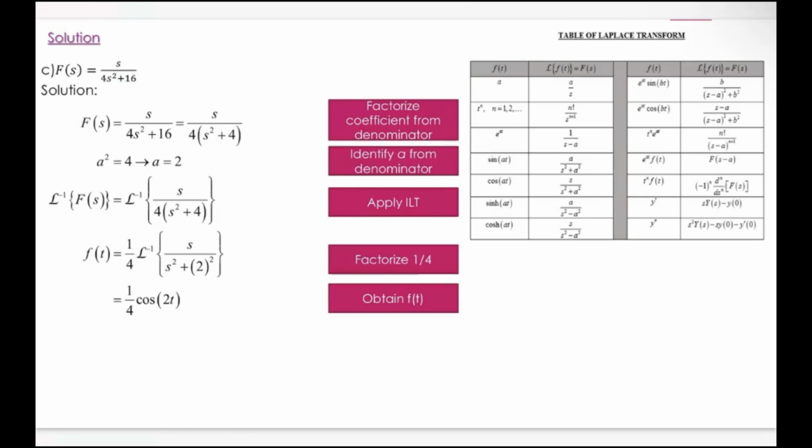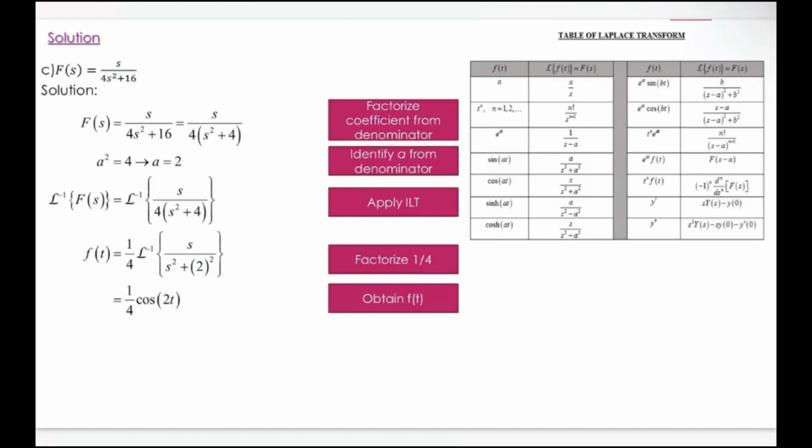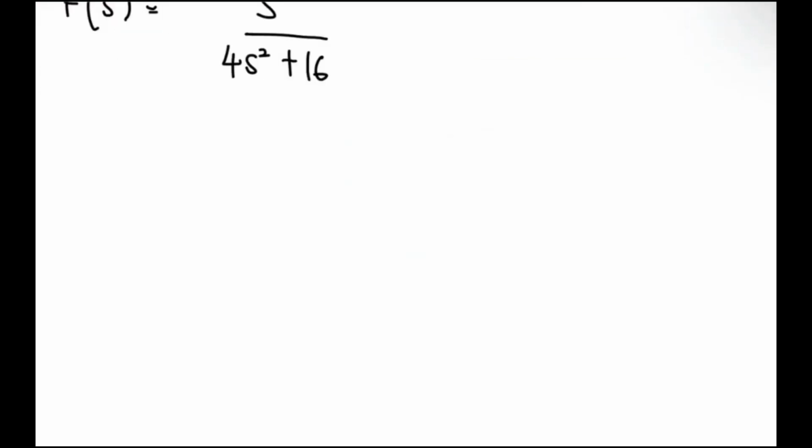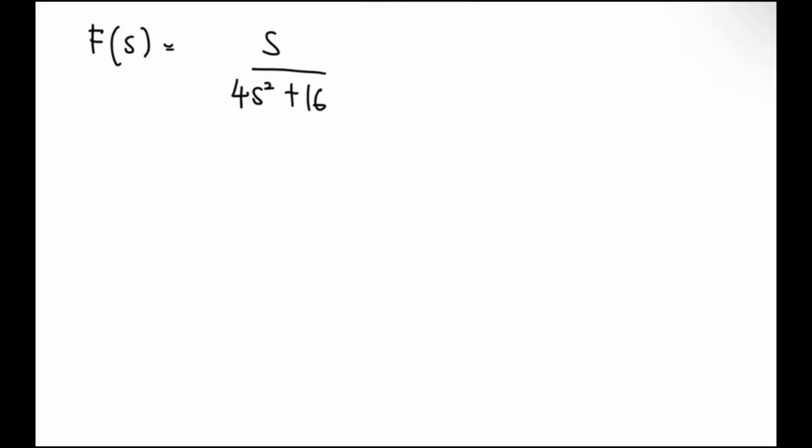S over 4s squared plus 16. So we have F(s) equal to s over 4s squared plus 16. So we need to use this table, s over s squared plus a squared. Here you have a coefficient in front of s squared, so you need to make this one equal to 1. So you need to factor out 4.